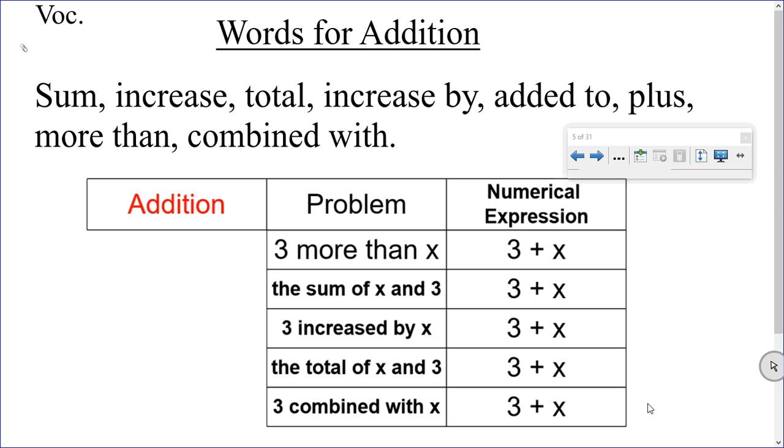What I want you also to note is that since the commutative property of addition states that we can reverse our numbers in addition and get the same answer, I can really say x plus 3 instead of 3 plus x. So addition is reversible, and you'll get the same answer. So that's something you should note.